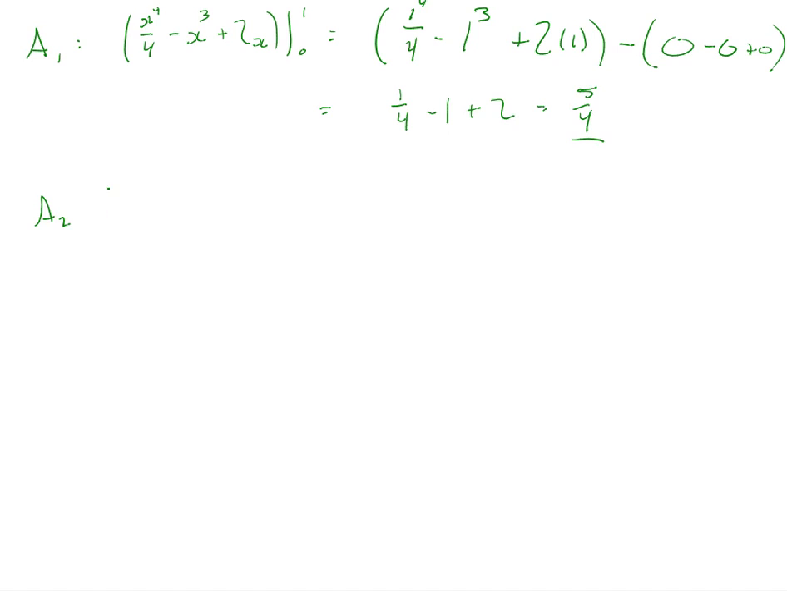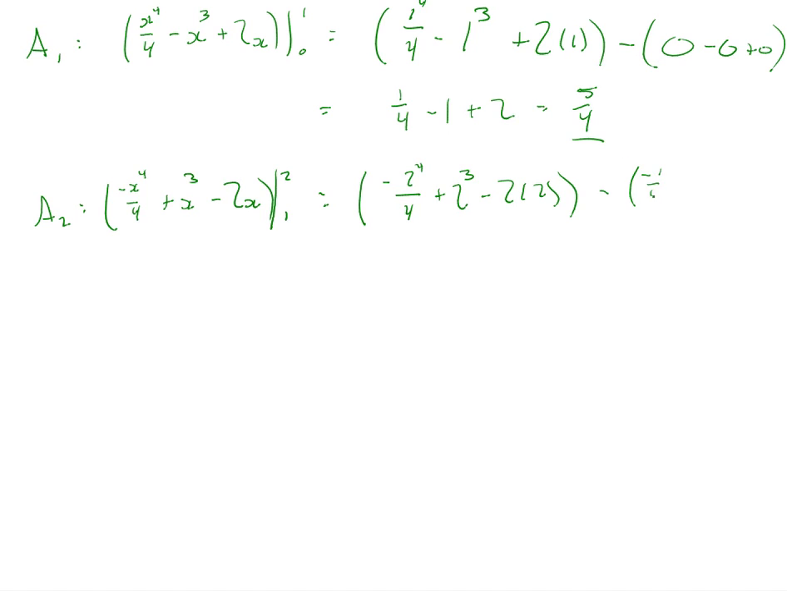Our second area, we said, was negative x to the 4 over 4 plus x cubed minus 2x, and we're going from 1 up to 2 now on this thing. So this one might be a little bit more annoying to do. We're going to plug in 2 first, figure out what that is, and then we'll subtract what happens when we plug in 1, which we already know what that is. Kind of. The signs are going to be a little switched. So we've got negative 1 over 4 plus 1 cubed minus 2 times 1.